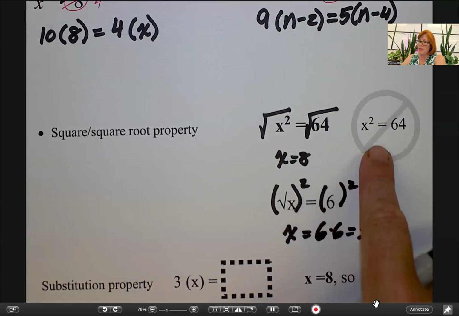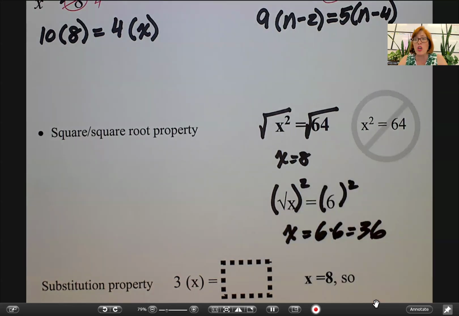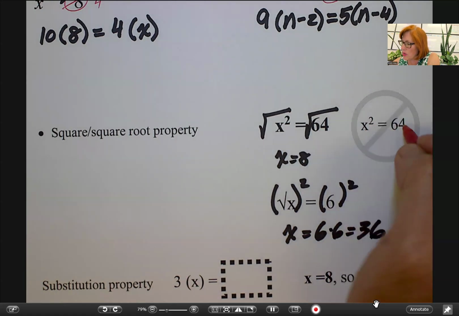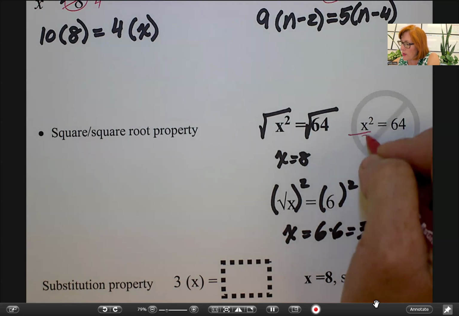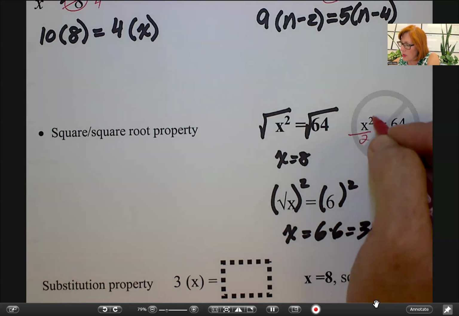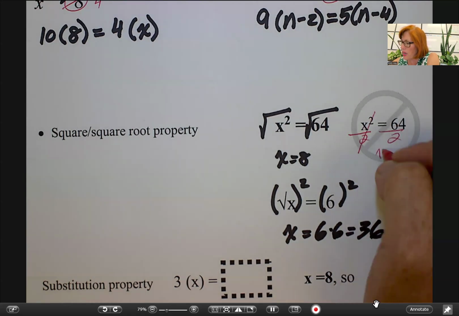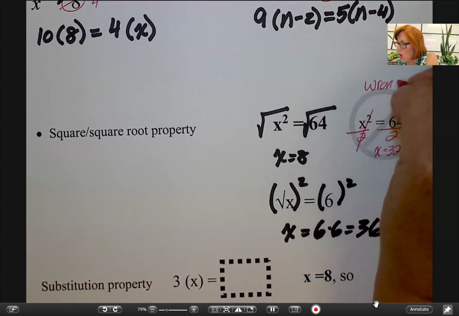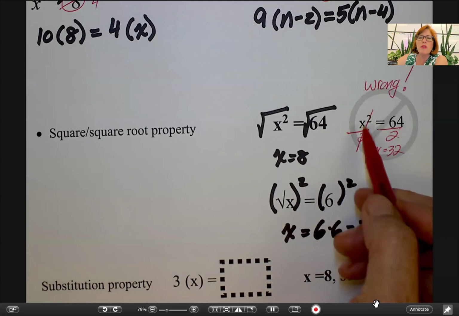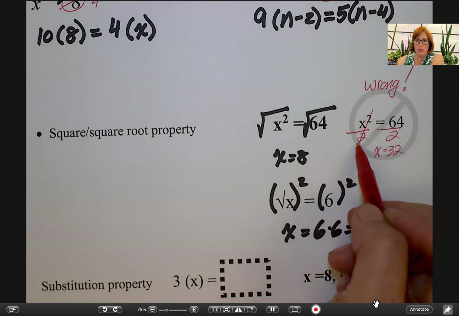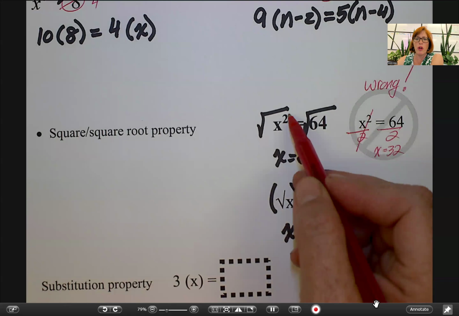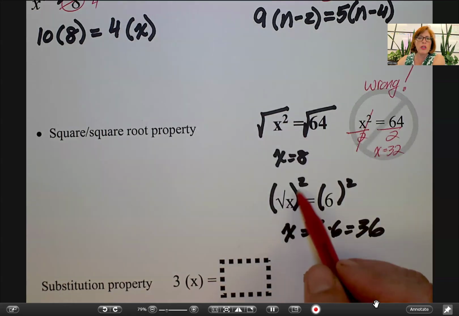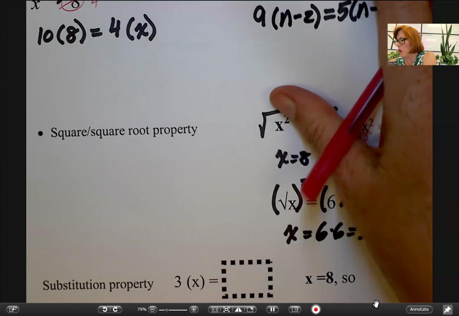On the right-hand side, I'm going to show you what is incorrect. x squared equals 64. I go like this and I end up with x equals 32. That would be wrong. The opposite of squaring is not dividing by 2. The opposite of squaring is square rooting. The inverse operation of square rooting is squaring. 2 more, we'll be done.